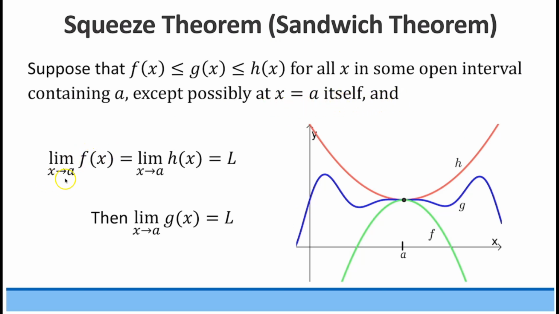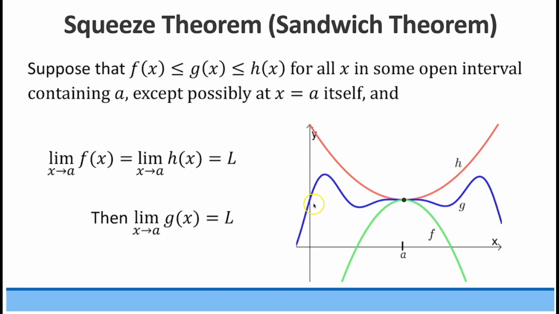And the limit as x approaches a of f of x equals the limit as x approaches a of h of x. So those two outside functions have the same limit as x approaches a. They have the limit L. Well then, the limit as x approaches a of g of x, that inside squeezed-in function, must also equal L.